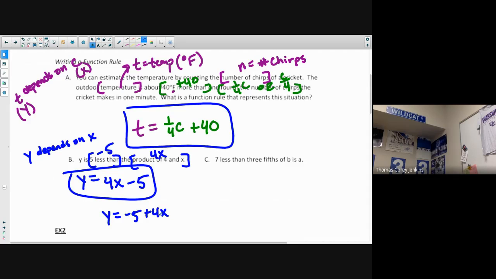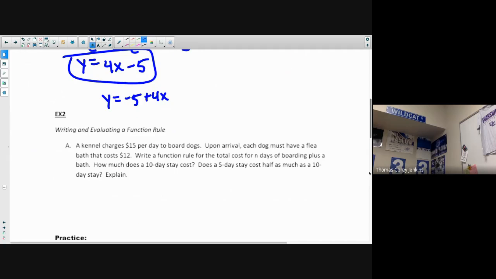I'll leave C for you guys to try on your own and then check in the notes. That's a really good practice to have. I know you're going to have Math Excel problems, but if you can try these and check them, that's a good way to stay focused. All right, so now we're going to write and then evaluate. They throw in an extra step here.